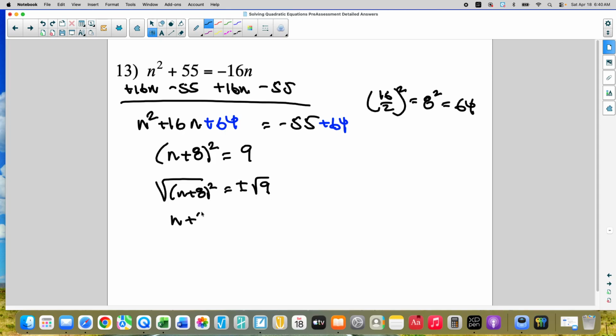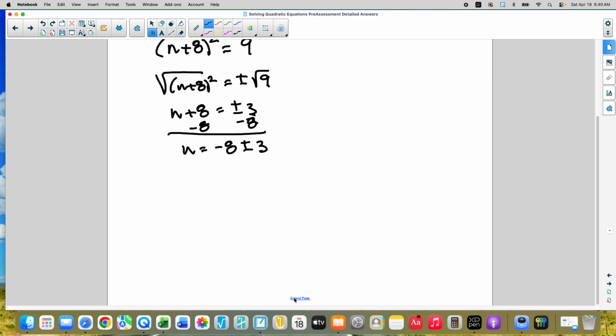That's n plus 8 equals plus or minus 3. We'll subtract 8 from both sides. N equals negative 8 plus or minus 3. Let's write both of those situations. Negative 8 plus 3. Negative 8 minus 3. That gives us negative 5. This gives us negative 11. Numerical order, negative 11 is smaller than negative 5.